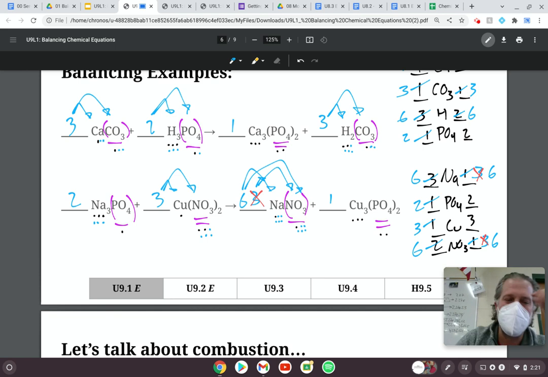We ended up with 2 phosphates on both sides. And we ended up with 3 coppers on both sides. So in this instance, everything balanced out, but it took a little bit of going back and fixing, not necessarily fixing a mistake, but just fixing because that's part of the process. Questions?